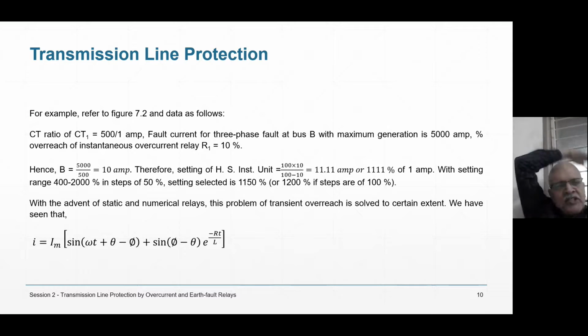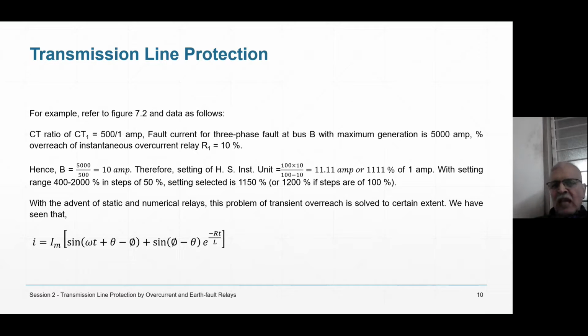This is what is proved for figure 7.2, which we had seen in the last slide. In the first session, we had seen if the ratio is 500/1 and the current is 5000 ampere, then the current becomes 10 ampere. So 100 into 10 divided by 100 minus 10, so 11.11. So it is 1111% of 1 ampere. And because usually the setting range for instantaneous overcurrent relays is 400 to 2000% in steps of 50%, you can set 1150.